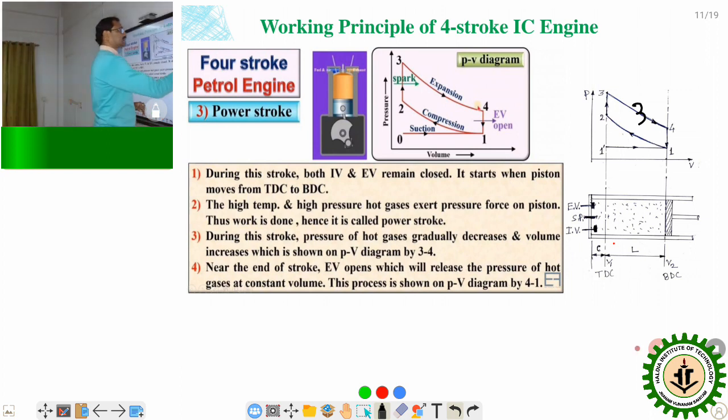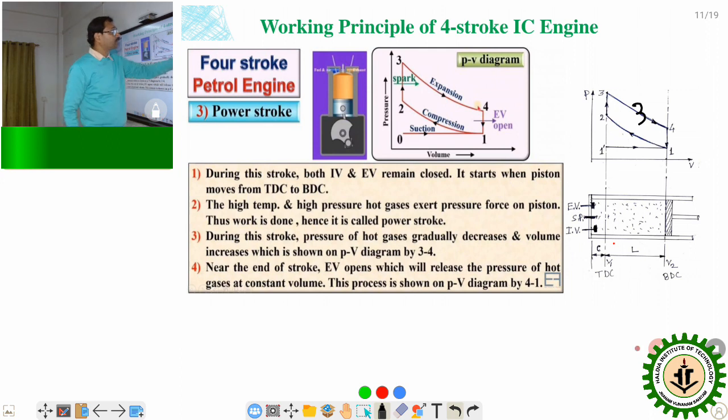So in the thermodynamics again, stroke 3 is the expansion stroke, also called the power stroke, and at the end of the power stroke, what will happen? The exhaust valve will be open, the inlet valve will be closed, and the gases will go out from the cylinder to the atmosphere. This will start before the end of the expansion stroke, but some of the gases will go outside.